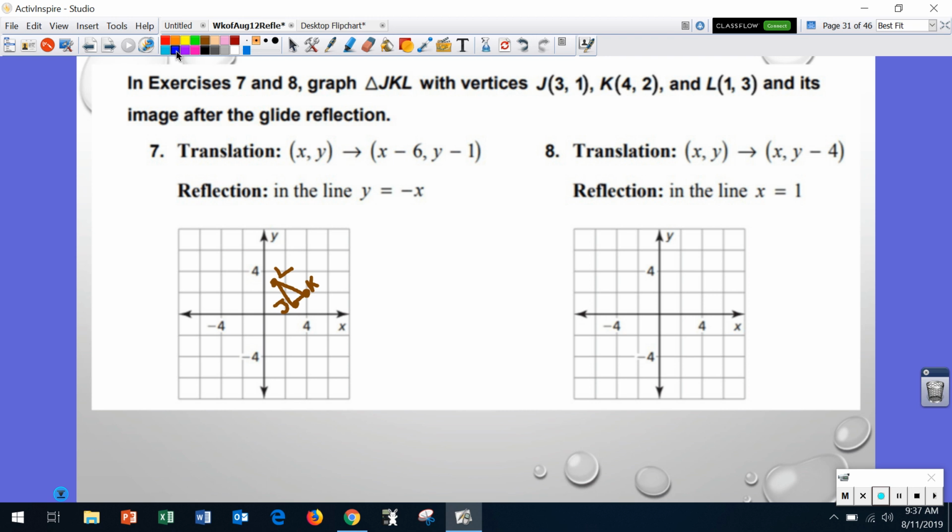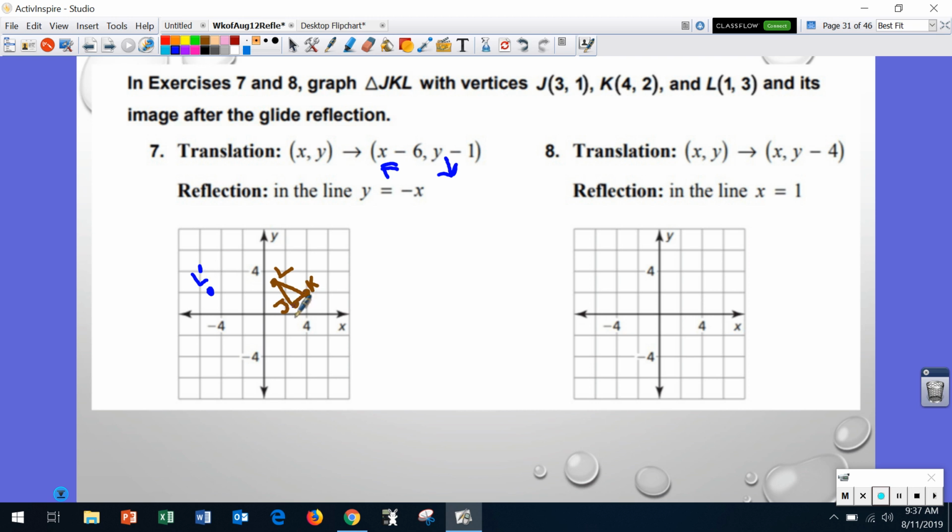Now we're going to do what it told us to do, and I'm going to do it in blue with the translation first. This means to go to the left 6 and then down 1. So since I'm going by 2s, I'm going to count in betweens. So this is 1, 2, 3, 4, 5, and 6. And then it says to go down by 1. So this is my L prime.